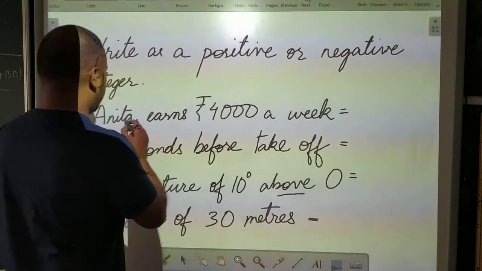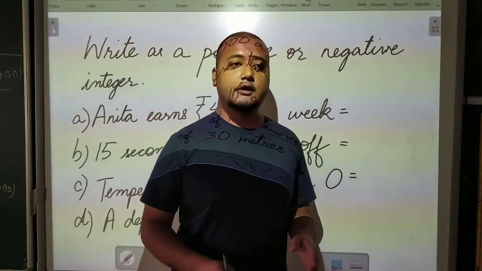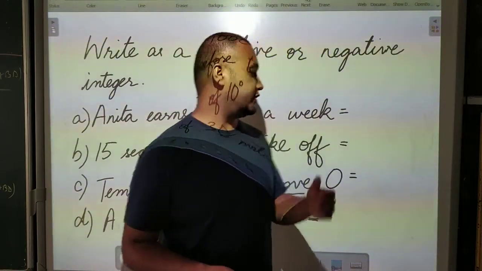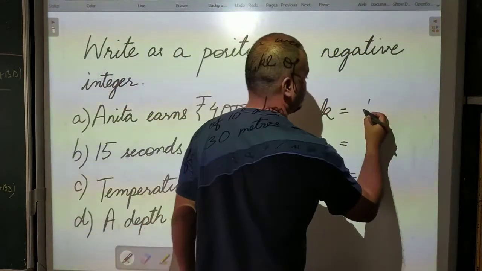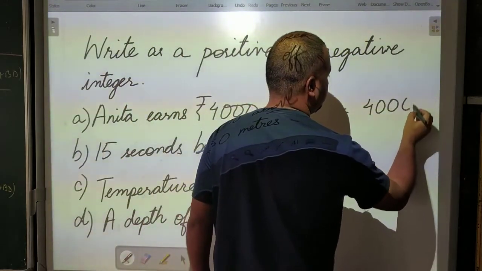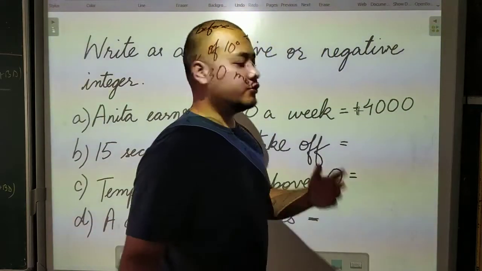So first, Anita earns 4,000 a week. So Anita is getting something. She's getting 4,000. So this is a positive value. So we write 4,000. Positive values can be written with a plus sign, or you can choose not to write the plus sign.